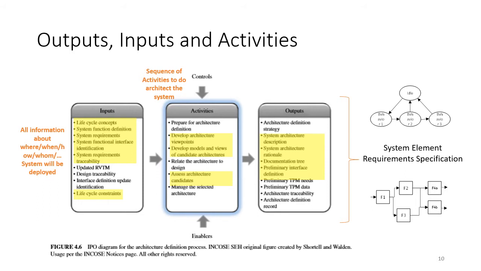So the outputs, inputs, and activities for this diagram, well, you can see the output is a system element requirement specification in a behavior, functional, or object-oriented view. There's a sequence of activities to generate that that are related to architectural viewpoints, models, and then trade-off between alternate architectures. And then the inputs are everything that came before it in the engineering development process related to the requirements.